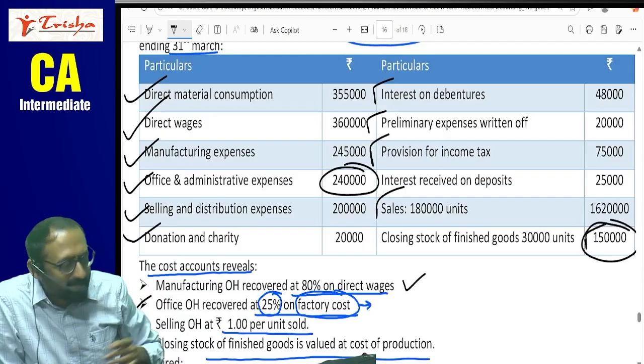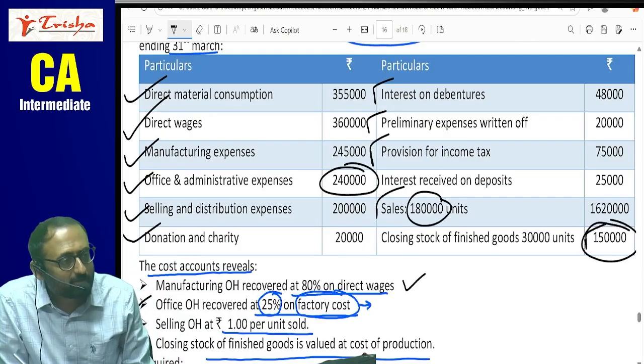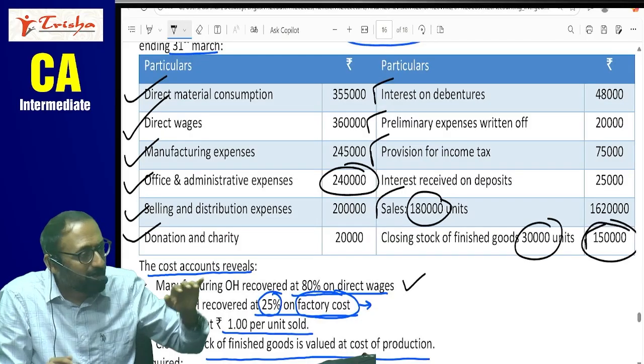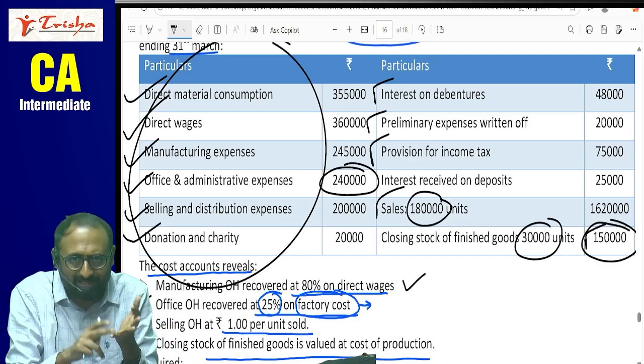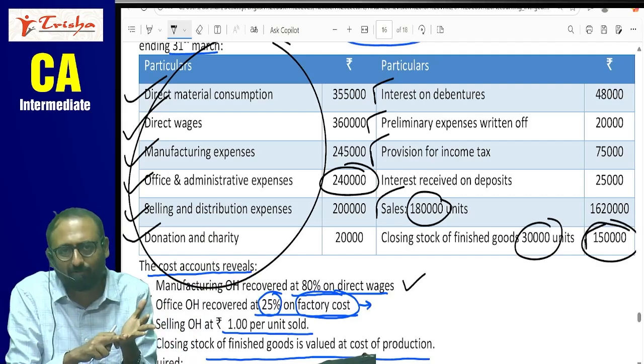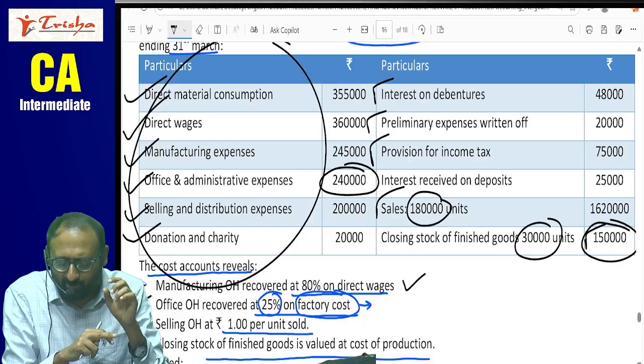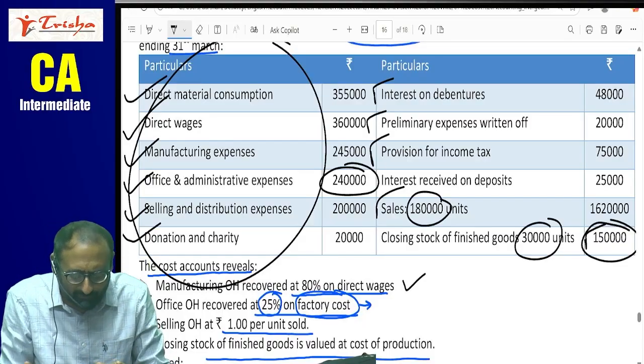Last two lines, sir. Sale quantity is 1,80,000. Closing stock quantity is 30,000. Opening stock is not given. So sales add closing stock minus opening stock is equal to production. So how many units are produced by you? Is it 2,10,000 quantity produced by you?